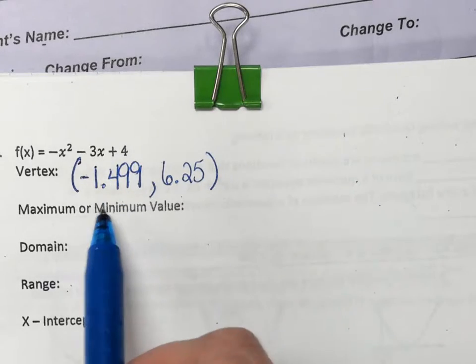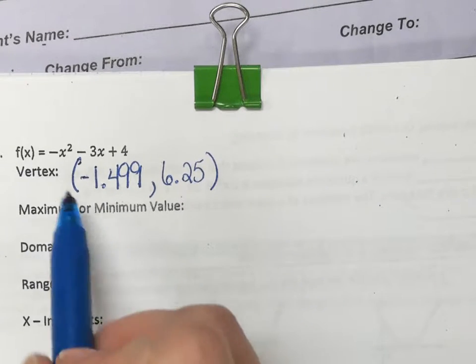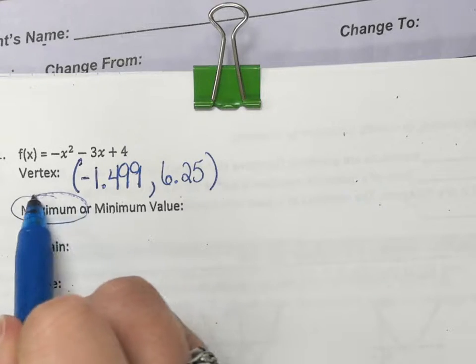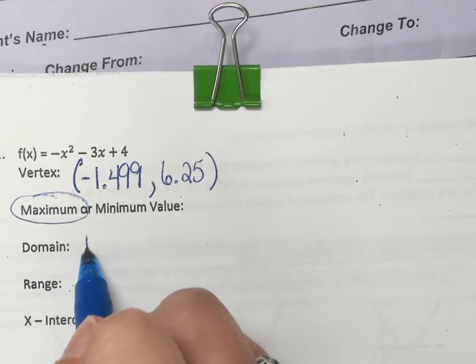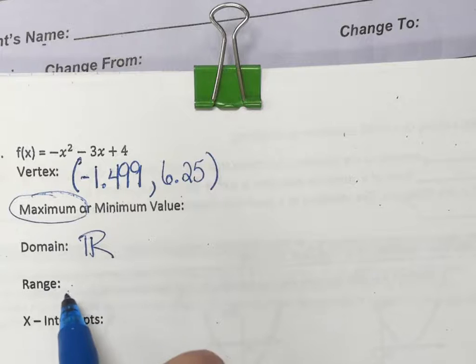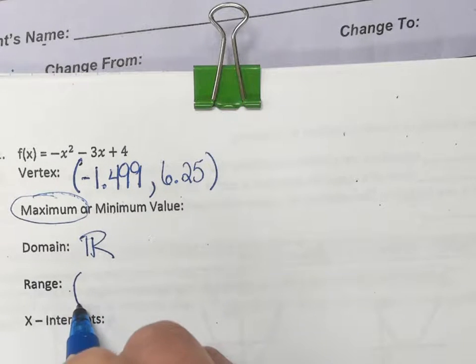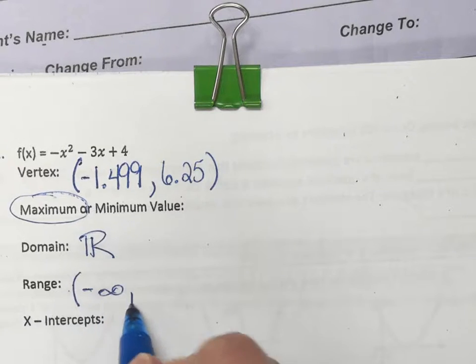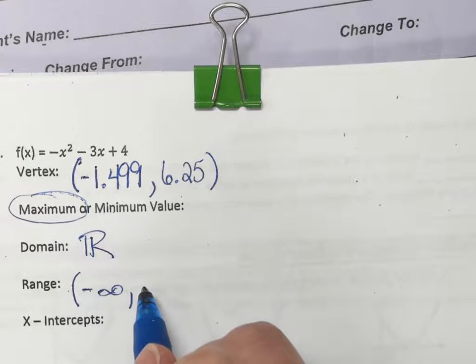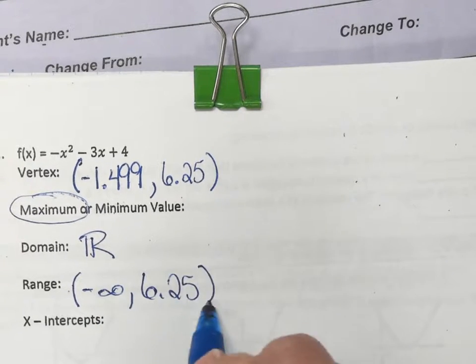All right. What did we have? A maximum value or a minimum value? Maximum. We had a maximum. And what is our domain? All real numbers. What's our range? Starting from where? The bottom. Where are we coming from? Negative infinity, and we're going up to 6.25.